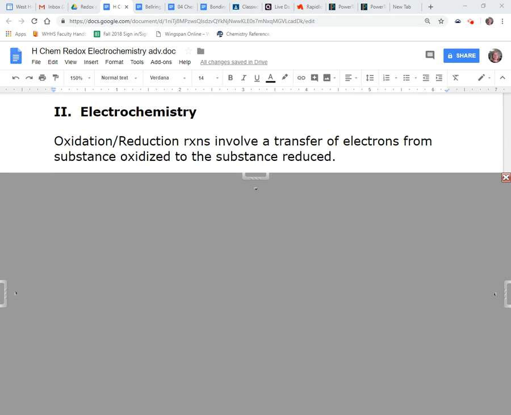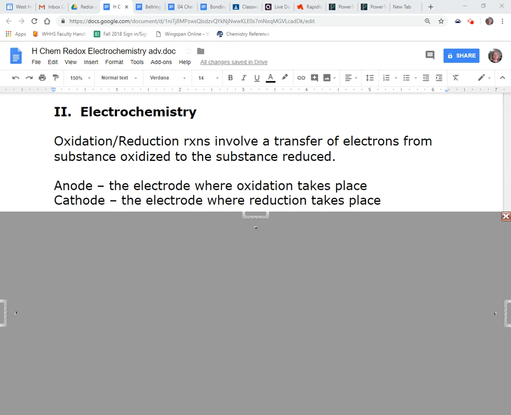So electrochemistry is the study of chemical reactions that either produce electrical current or use an electrical current to force a reaction to happen. These are all reactions that involve oxidation and reduction, or those redox reactions. Since those types of reactions involve a transfer of electrons, they are the ones that we use with electrochemistry. Now, the electrons move from the substance that is oxidized to the substance that is reduced. And this flow of electrons is that electricity.